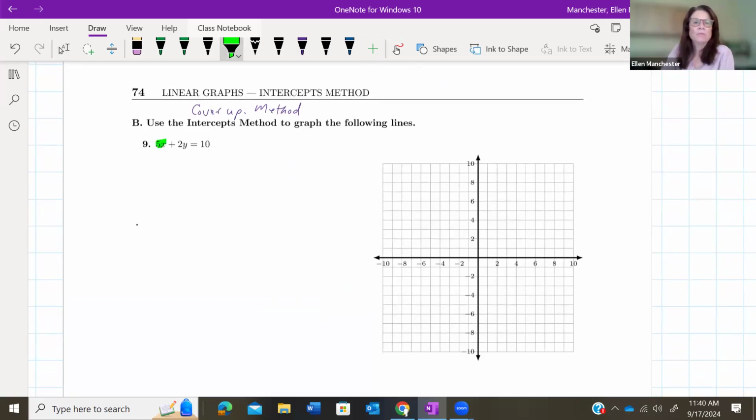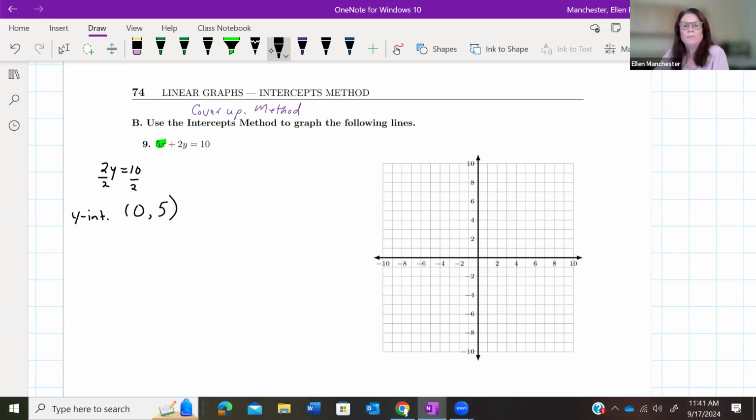Cover-up method. All right, so we come in here, pick which one you want to cover up. Cover one of the terms up. You end up with 2y equals 10. So I'm solving for y. So that means this is my y-intercept. I covered up the x, so that's where your 0 is. The y equals 5. So come over here and put a point at 0, 5.